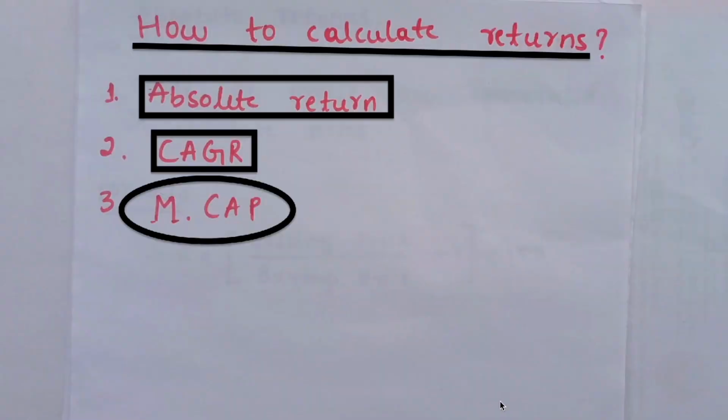So hi guys, here we are going to learn how to calculate returns. In that, we are going to learn about absolute returns and CAGR. And MCAP is slightly different from returns. So let's learn a little more about these types of returns.